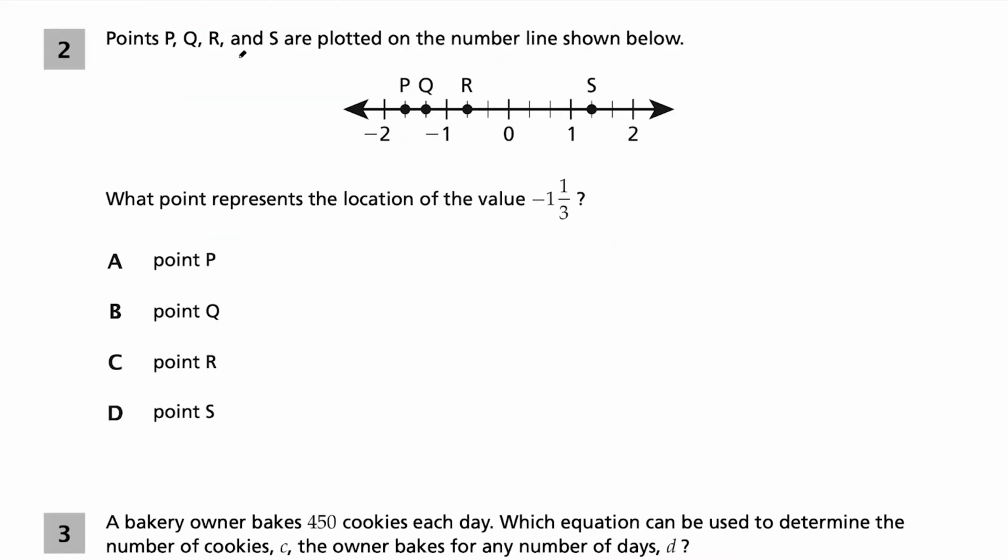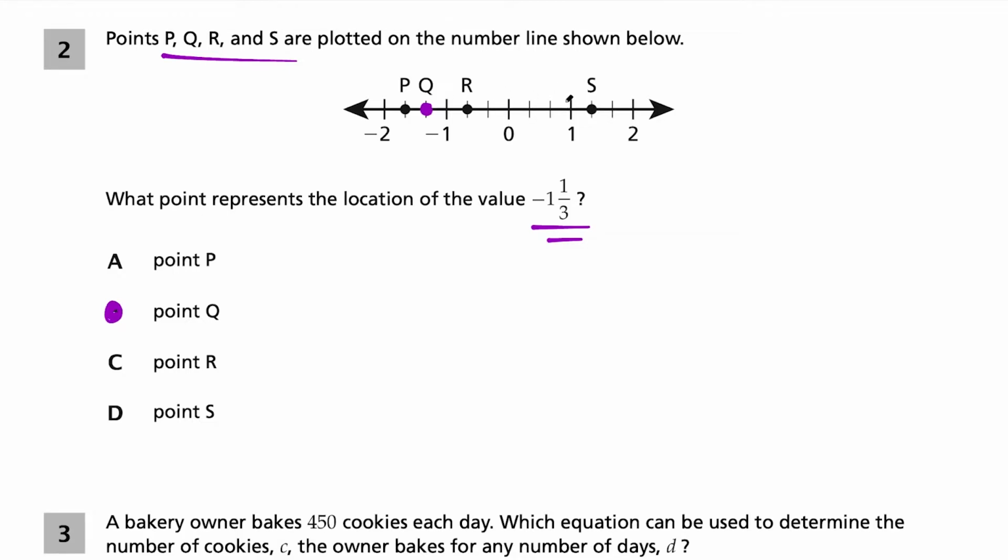Question 1 was not included on this PDF, so we're going to start with question 2. We have points P, Q, R, and S, plotted on this number line. We want to know what point represents the location of -1 1/3. If you really know your number line, right away point Q would jump out at you as being -1 1/3, and that would be our answer. But if that didn't make a whole lot of sense, let's do a deeper dive here.